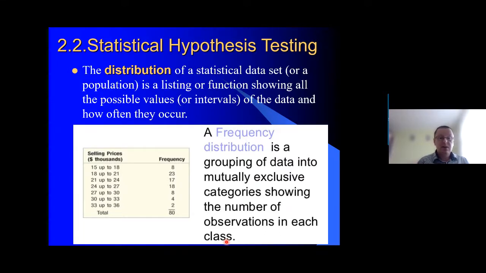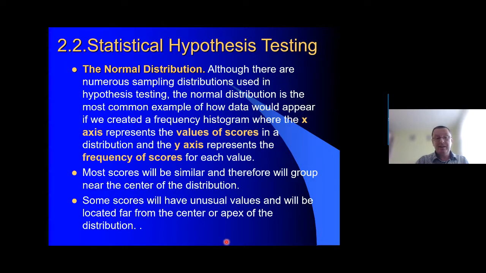In fact, at this point we start talking about hypothesis testing. First of all, we need to identify the distribution type of the statistical data set, or population if we deal with a population. A distribution is a listing or function showing all possible values or intervals of data and how often they occur. A frequency distribution groups data into mutually exclusive categories, showing the number of observations in each class. Here we need to compare to the most common distribution. Every time, the researcher tries to provide proof that his data belong to the normal distribution.